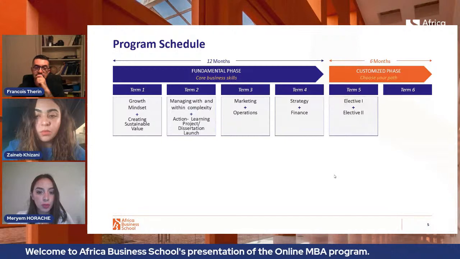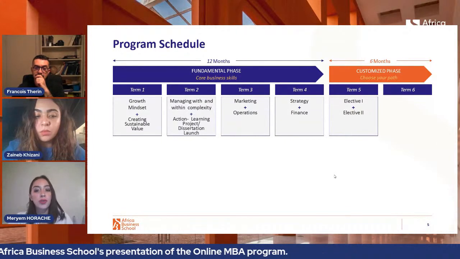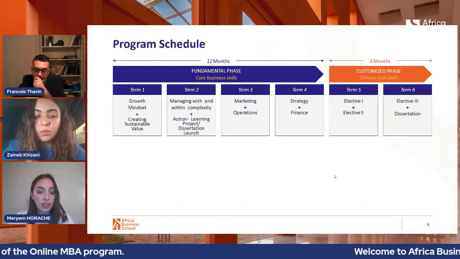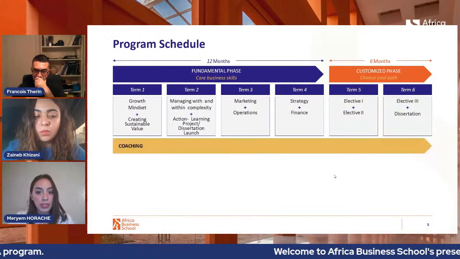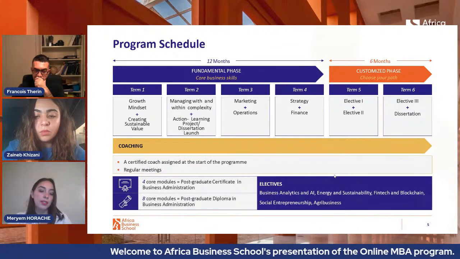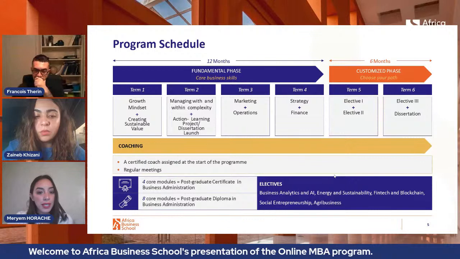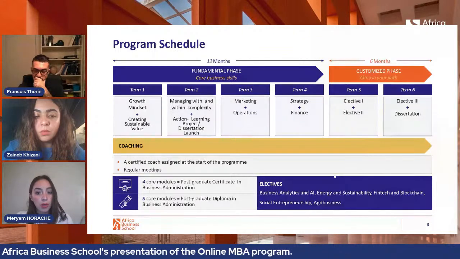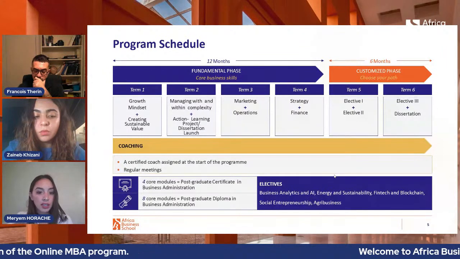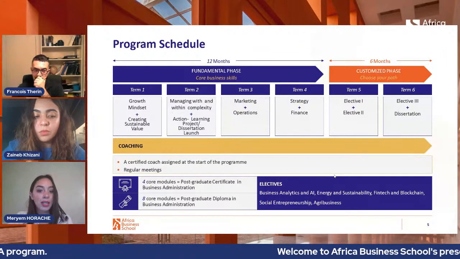And then we move to the customized phase, where students can choose 3 electives among business analytics and artificial intelligence, energy and sustainability, fintech and blockchain, social entrepreneurship, and agribusiness. As Zainab said, the coaching sessions will take place along with a certified coach assigned to each student. This is all about the program schedule.